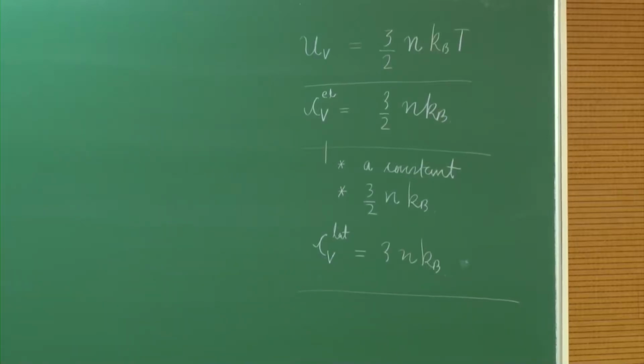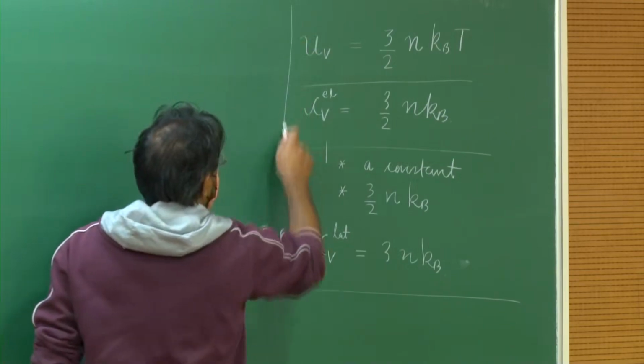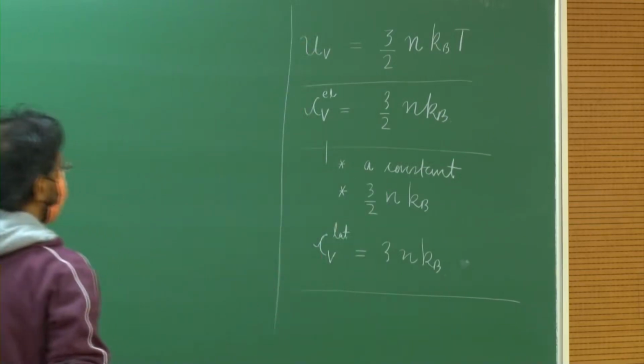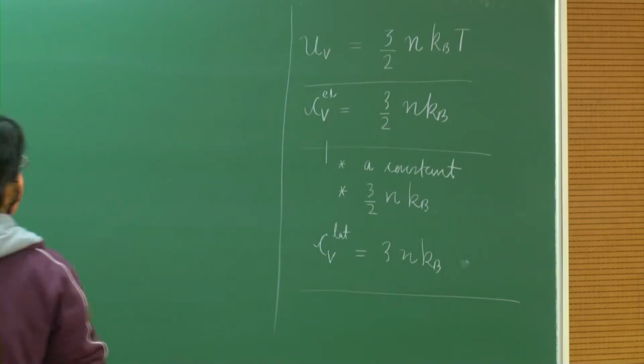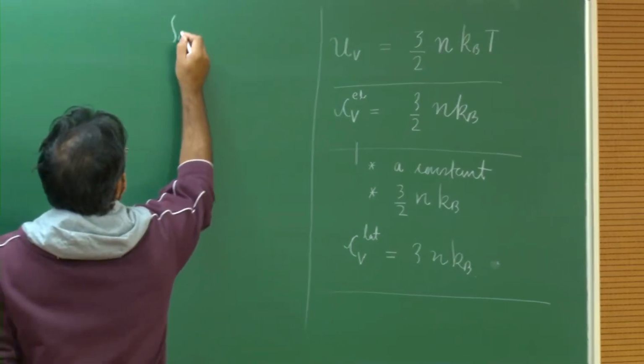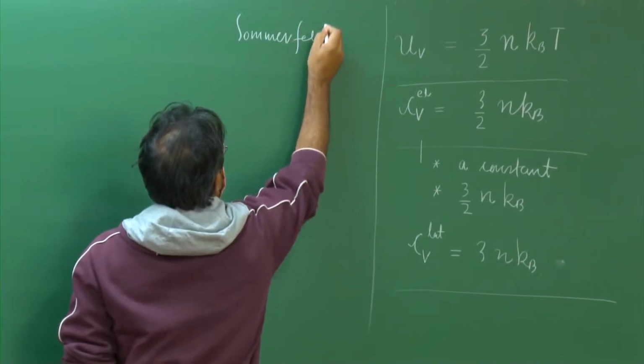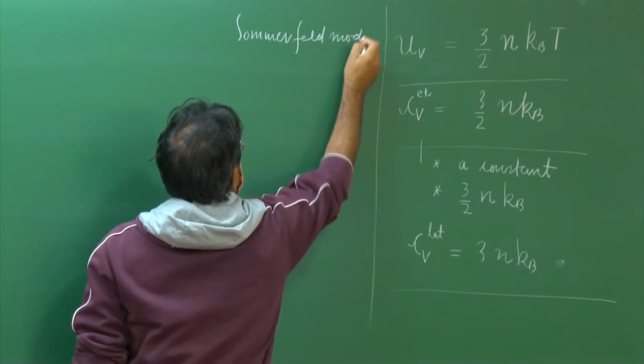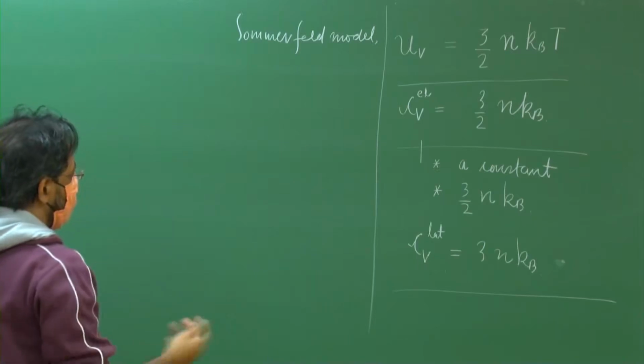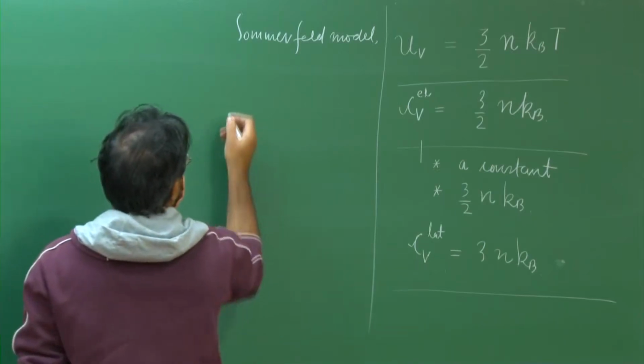So now you know that this model is not going to answer the thermal properties. The classical model fails miserably when it comes to thermal properties. So we are led to the Sommerfeld model. And here I don't need to repeat myself.